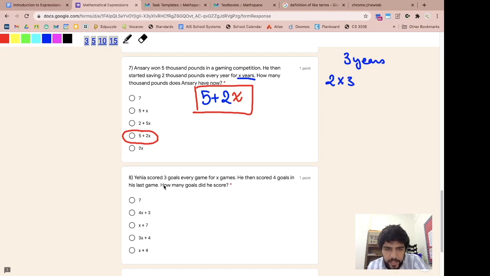In number 8, it says Yahya scored 3 goals every game for X games. So every game he scored 3 goals, and he played X games. So again, we're multiplying, right? So it's 3X. This is the number of goals he scored. It then says he then scored 4 goals in his last game. So he played X games. He scored 3 goals every game. So we already have this with this expression. And then added onto that, he scored 4 goals. So we are able to come up with this expression here. All right.